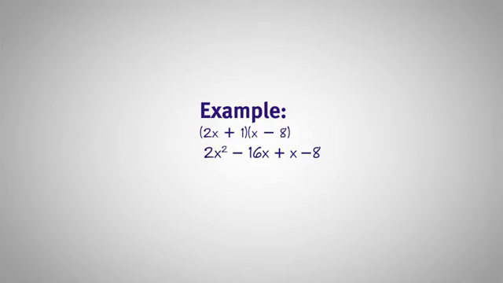And remember, when you're combining like terms, the variables must be raised to the same power in order to be considered a like term. So our first term, 2x squared, that's not going to combine with anything else. Our middle two terms, however, will combine. Negative 16x plus x equals minus 15x. So our equation reads 2x squared minus 15x minus 8.